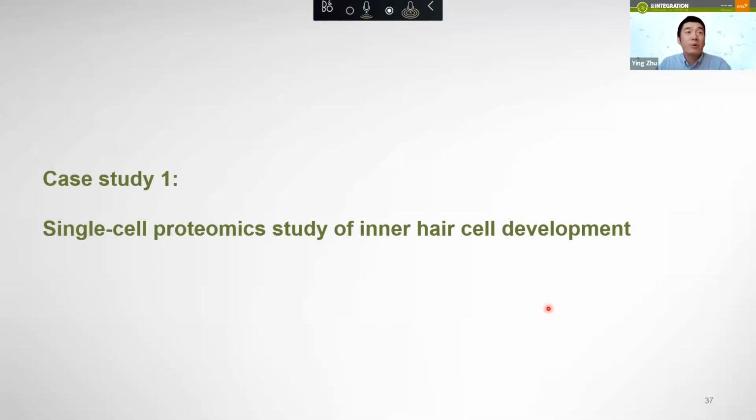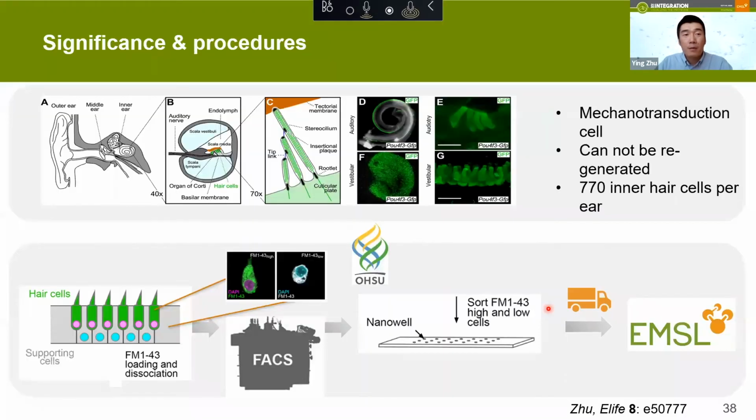The first example is single cell proteomics of inner hair cell development. This is a study in collaboration with OHSU. The PI at OHSU has an interest in studying the inner hair cells. It is the mechanotransduction cell. It is the cell responsible for transducing sound into an electrical signal so we can hear the voice.